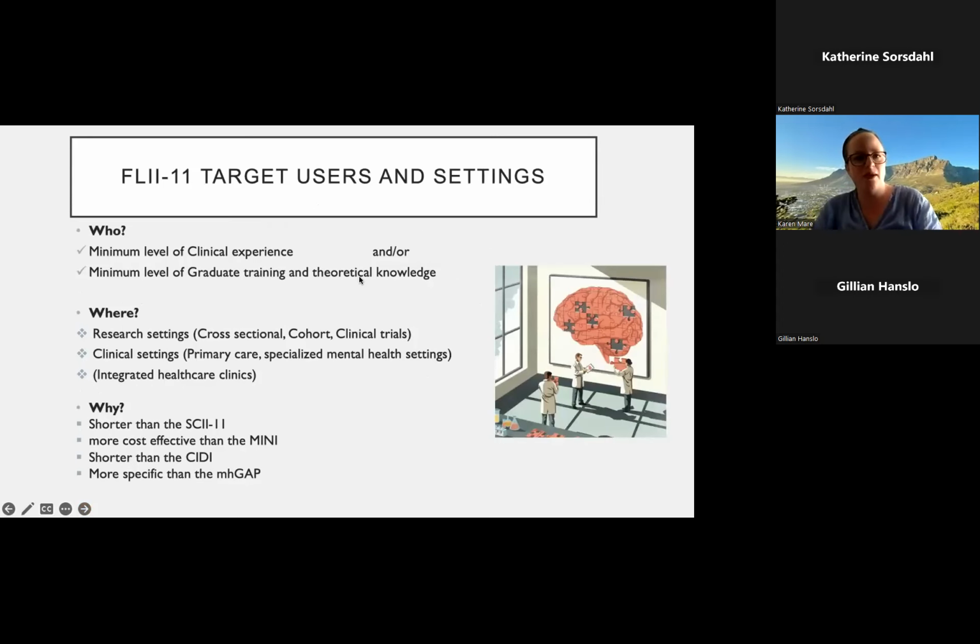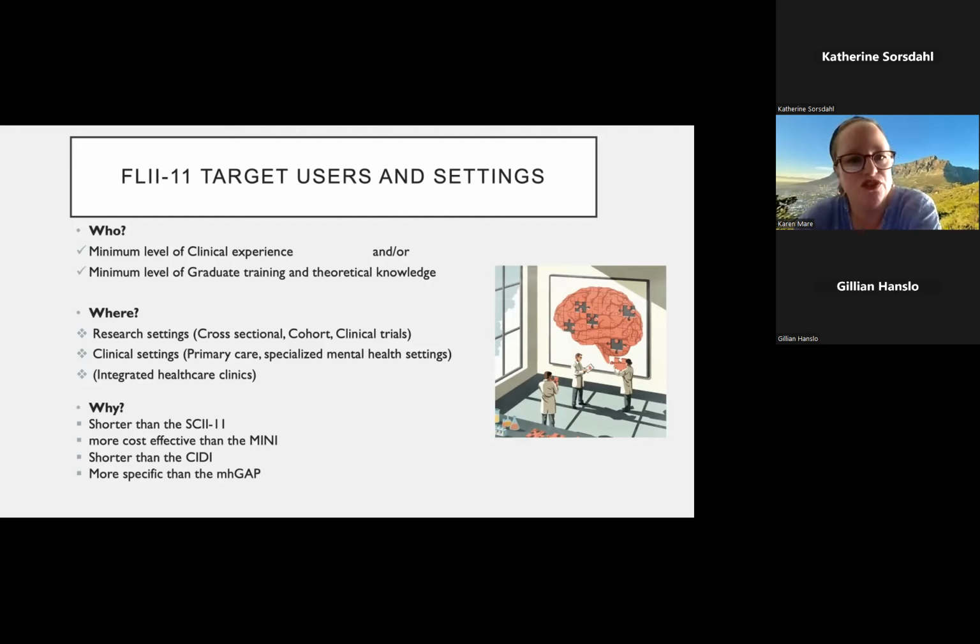So we had very many discussions. Who should be using this FLII-11? And we ended up with a vague definition. We said people with a minimum level of clinical experience or of training. And we thought, where can it be used? Research settings and clinical settings. And my aim really for the future was, once we have things like integrated healthcare clinics where people with schizophrenia and metabolic syndrome get seen to address their diabetes and high blood pressure and their schizophrenia, this would be a very useful instrument there.